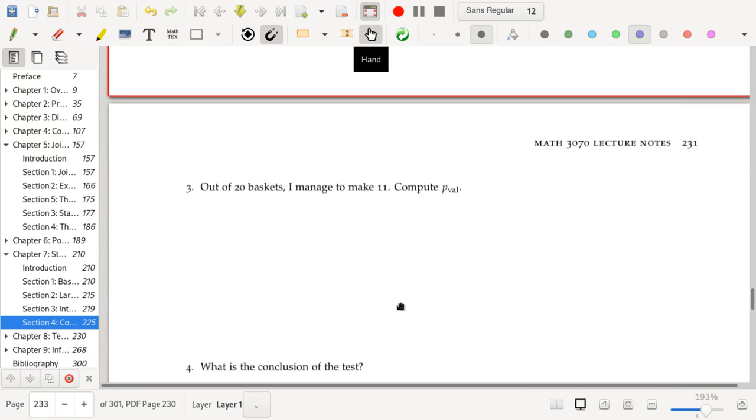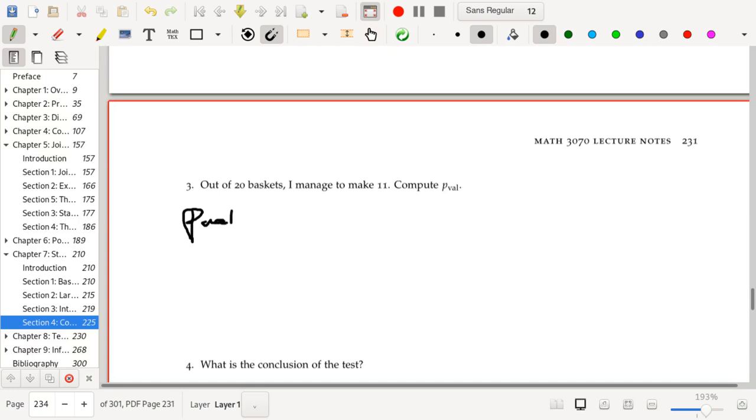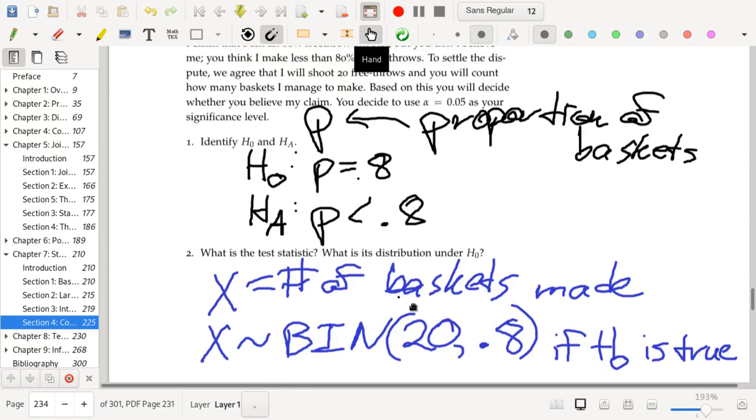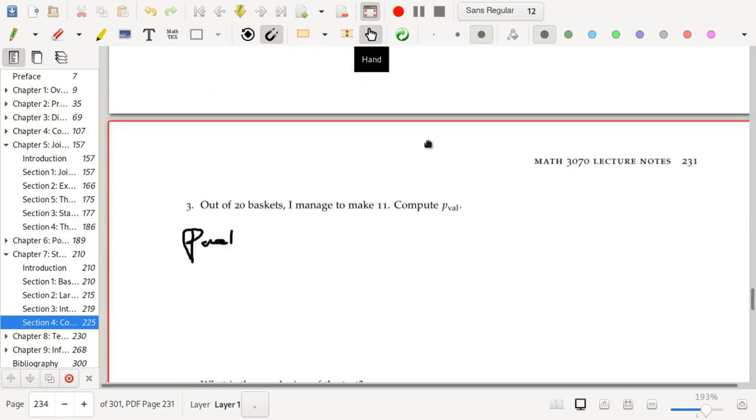Okay, out of 20 baskets, I managed to make 11. Compute the p-value. In order to compute the p-value... And by the way, a lot of people like to write just p for the p-value, but there's going to come a point where there's going to be p's everywhere because we're going to talk about testing for proportion, like in this situation. There's another P up here: P equals 0.8. So there's going to be P, P naught, P hat, and all that stuff. So I conventionally write P val like so, just to help keep notation straight and be clear about what we're talking about, because there's P's everywhere.